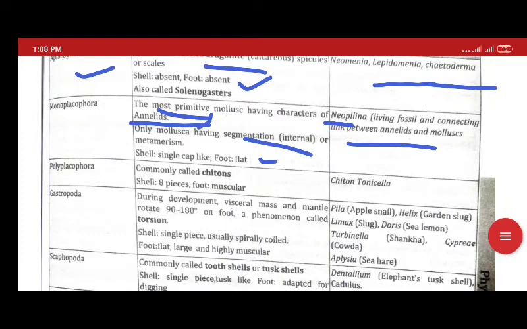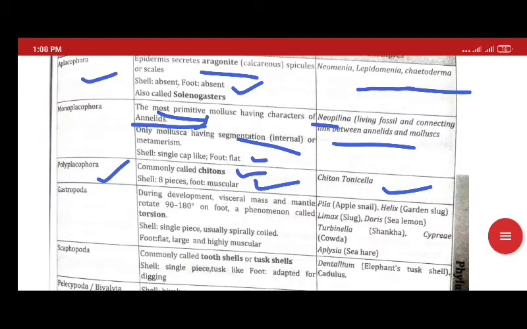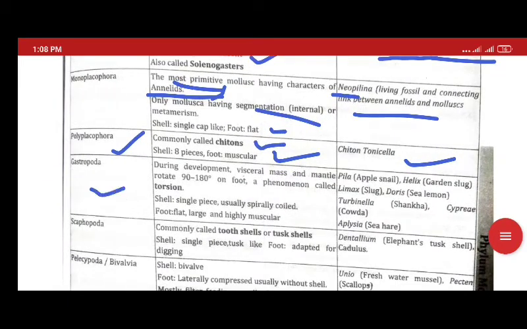Now the third class is Polyplacophora. Polyplacophora consists of chitons, which contain 8 pieces of shell and a muscular foot, I think. Okay, a muscular foot is present here. So the example is chiton.